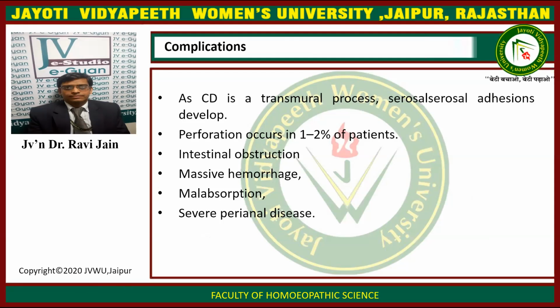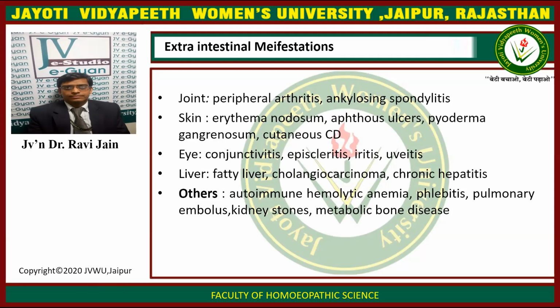As Crohn's disease is a transmural process, adhesions develop. There can be perforation, which can occur in 1 to 2% of the patients. There can be intestinal obstruction or massive hemorrhage. There can be a condition of malabsorption and severe perianal disease.